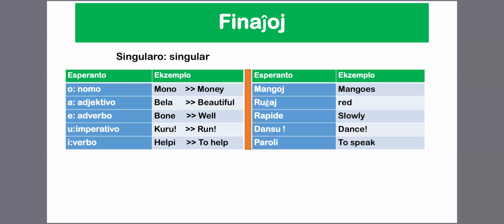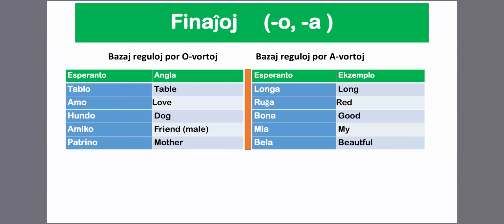So this was part of our signals to identify names, adverbs, adjectives, or to know if it's a verb and so on. So in the table here, I was only talking, for example, about words finishing by O and words finishing by A. For example, if I say tablo, automatically you can hear that there is an O, which means this is a name. Even if you don't know the meaning, you know this is a name. And the meaning is table.